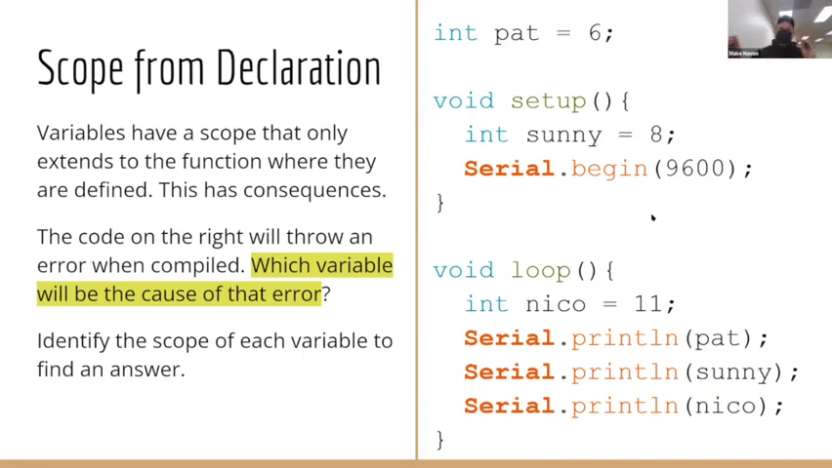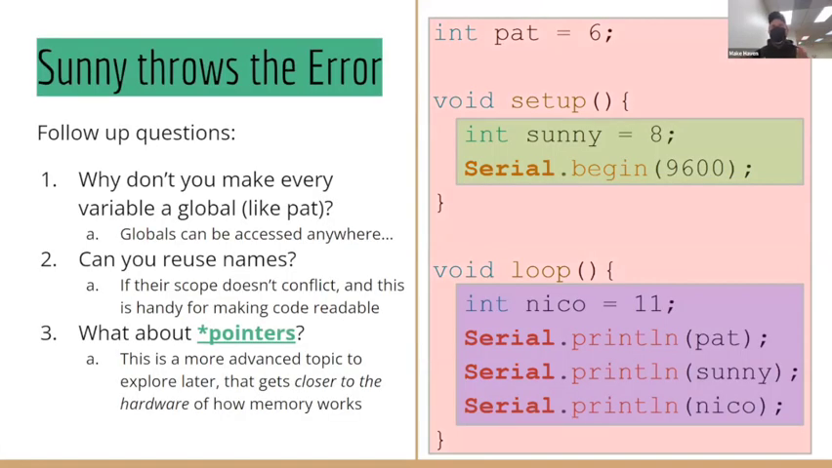I'm going to stop talking for just a second and invite you to take a look and see if you can pick for yourself. Just think inside your head, which one of these three is going to throw the error? Which one will the loop not be able to print? Okay, it's Sunny. Sunny is the one that throws the error.